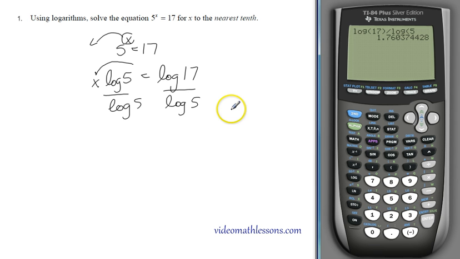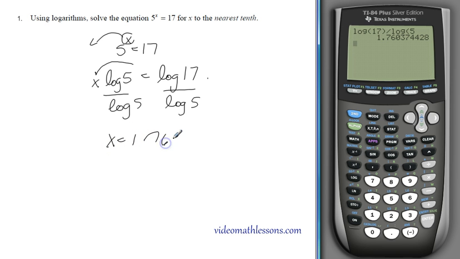And we get 1.76. So I got x equals 1.760374428. And they say to the nearest tenth, one decimal place. So I'm looking right here, and we're going to say 1.8. That's our answer.